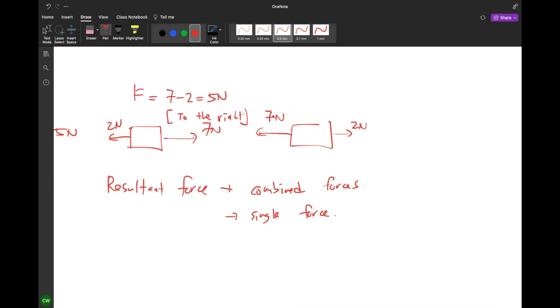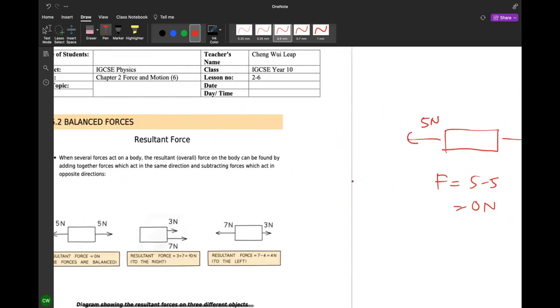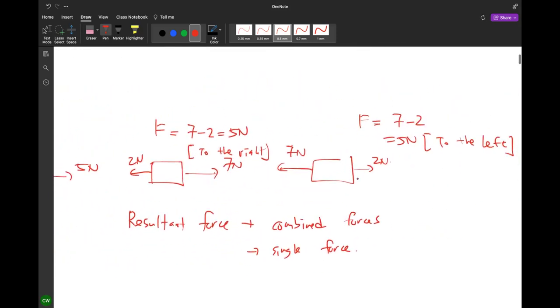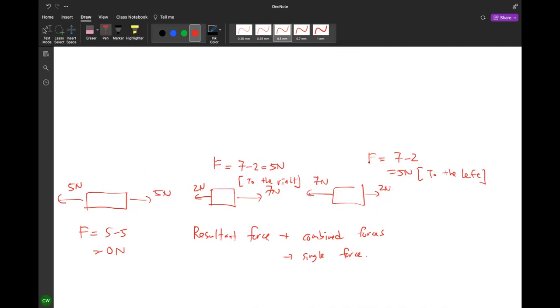Okay. What about this? 7 and 2. Normally you have to take bigger minus smaller, 5 Newton. But this one, you follow the larger force. So if this one is right, what about this? To the left. To the left, correct. So it's either to the right or to the left. Any problem about this? 3 cases. Normally they will ask you either one of them: 0, to the right, or to the left. You follow the larger force.